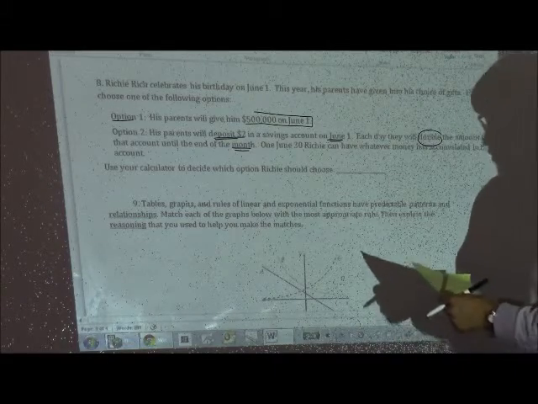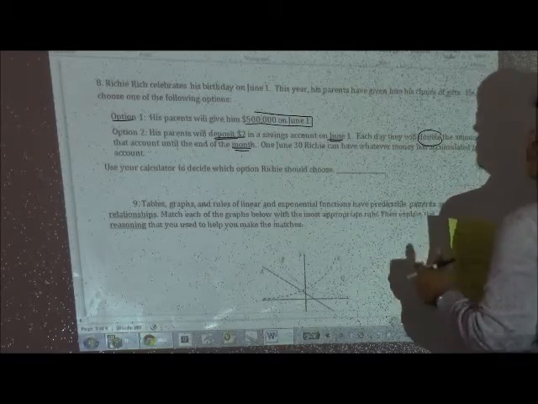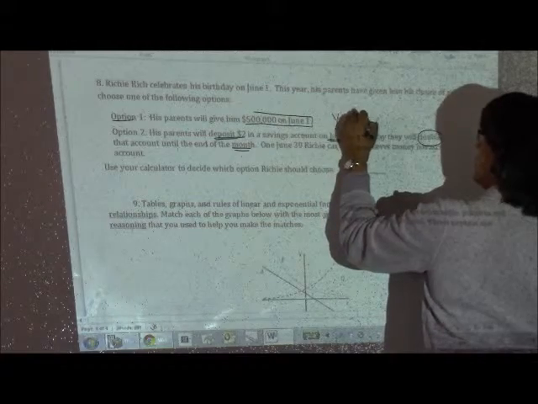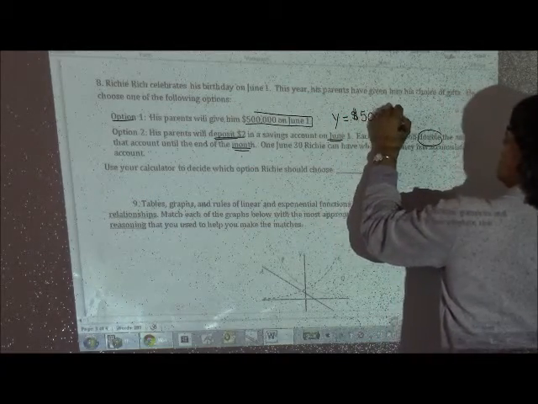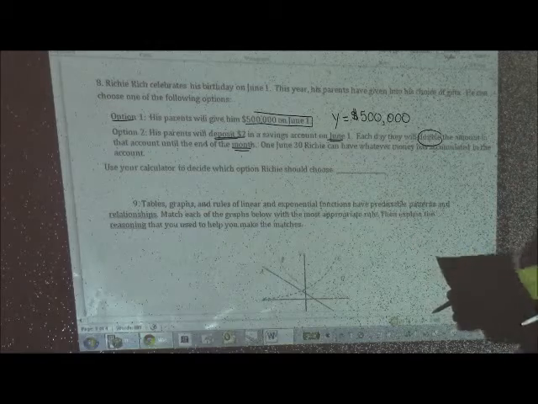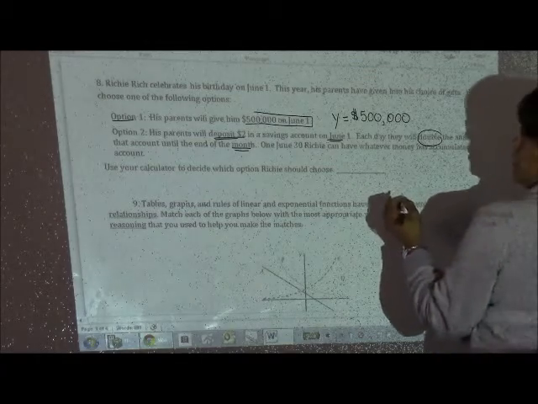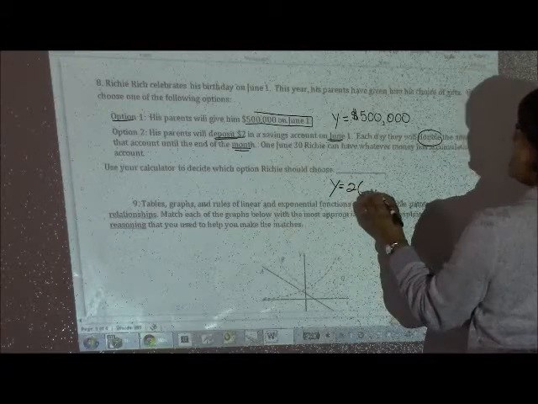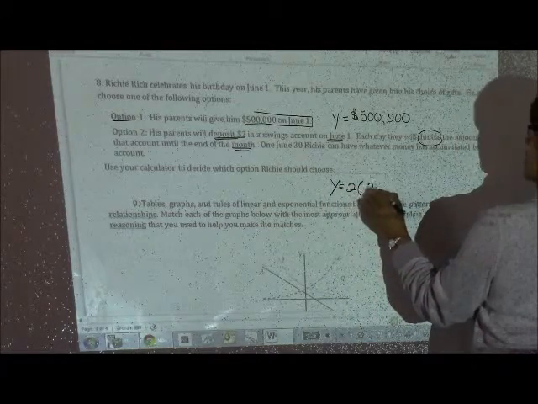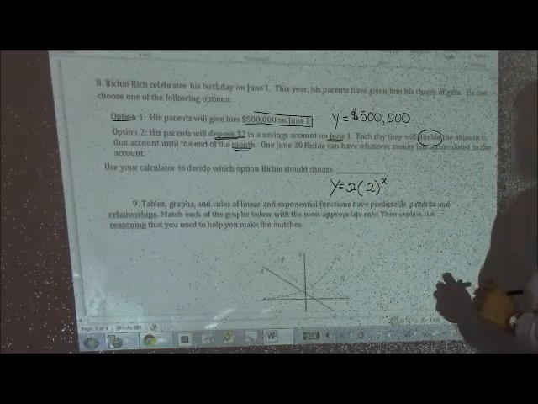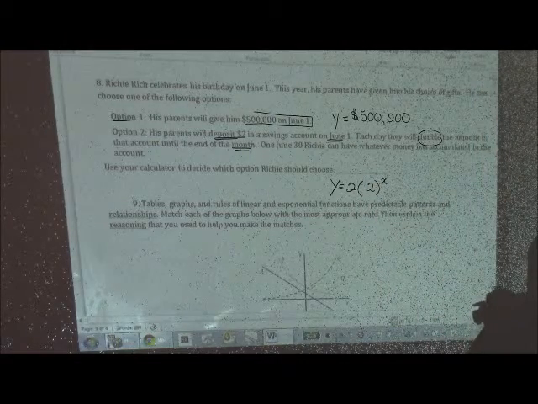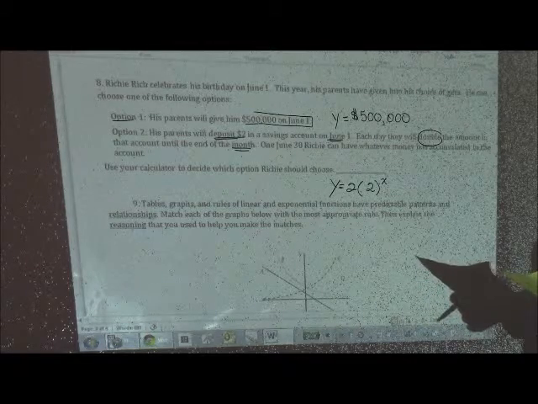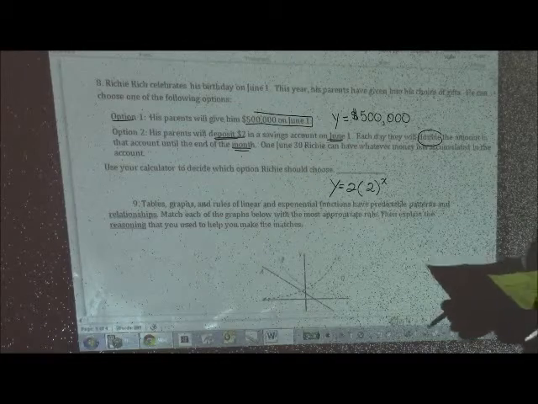So what we would want to do for number 8, we already know that option 1 is y is equal to $500,000. Because that's it. No growth, that's it. You get $500,000. But option 2, if we look at that, they're going to deposit $2, so that's our initial value, $2. Plus they're going to double it until June 30th. So what we have to do is see what he has left at that point. So the month, if you think about it, the month of June is 30 days.